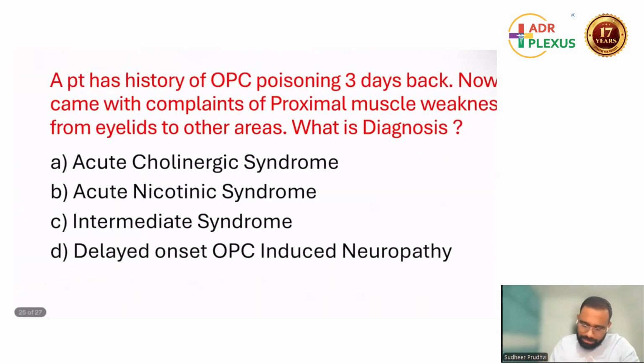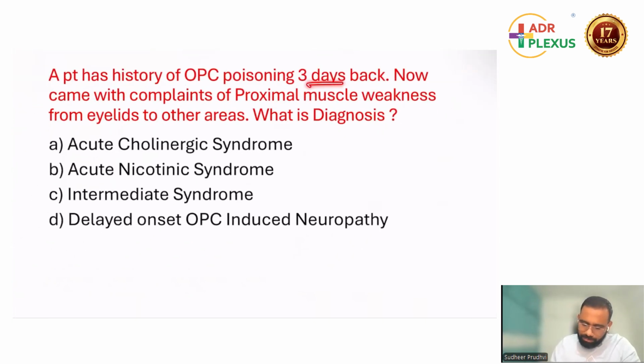Now, come to the next question here. The patient has a history of OP compound poisoning 3 days back. Now he came back to us with the chief complaint of proximal muscle weakness. So what is the diagnosis here? Clearly, OP compound poisoning, everyone knows, the antidote is atropine and cholinesterase reactivators, pralidoxime. But here, he has asked some other things, some extra edge.